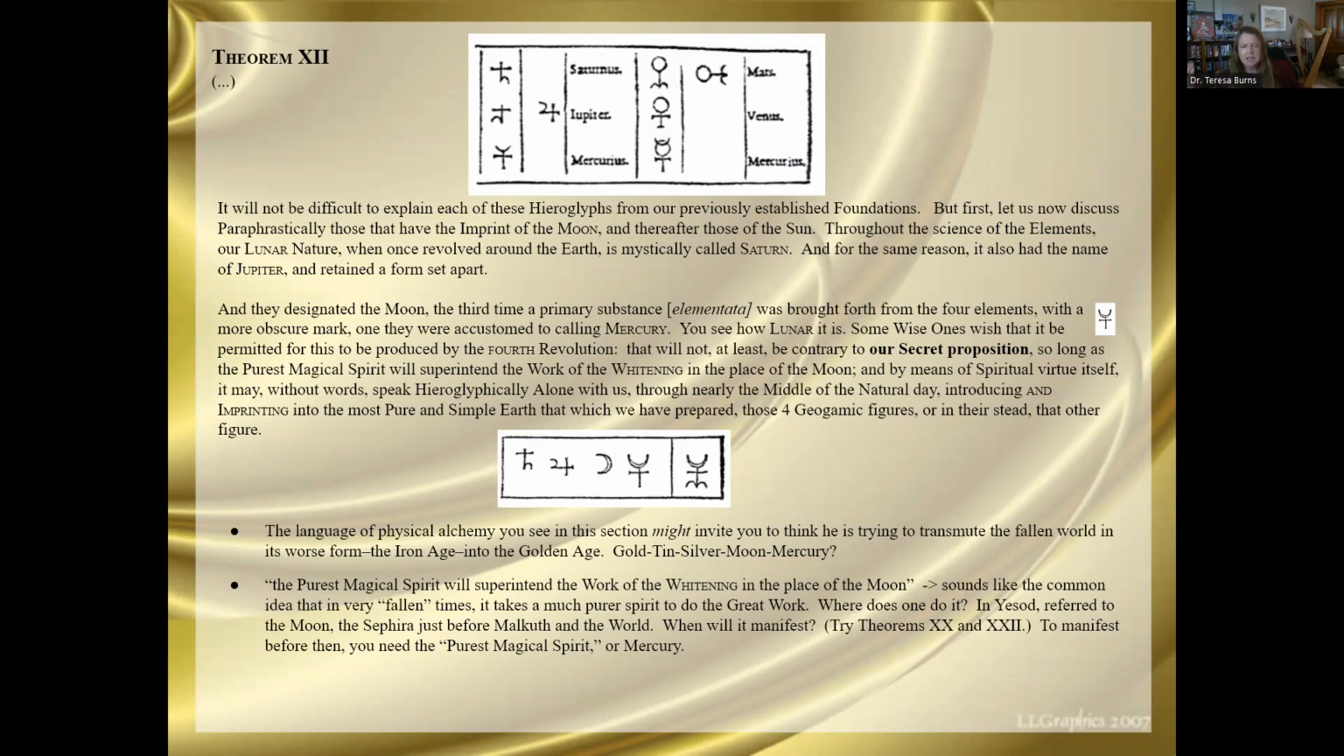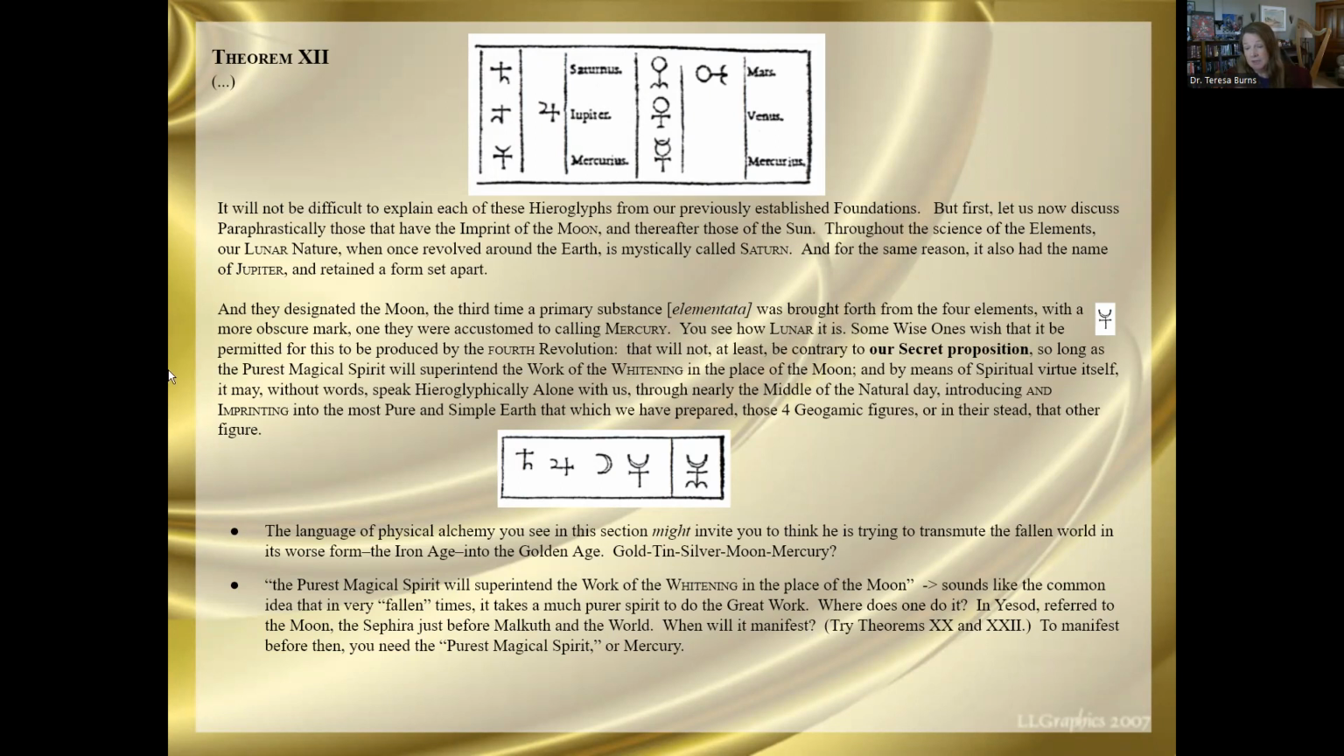It actually sounds like a reference to the very common idea that in a fallen world, you need a pure spirit to do the great work. I've already talked about the common excuse of not being able to come up with a philosopher's stone. Like, my alchemist assistant isn't pure enough, and so their corrupted spirit just ruined the whole process. Okay, it sounds like that's what he's talking about, and he could be, but he's also saying where one does this process, this is spiritual alchemy. It's not physical alchemy. He's talking about Yesod, referred to the moon, the Sephira just before Malkuth, the physical world, the manifest creation.